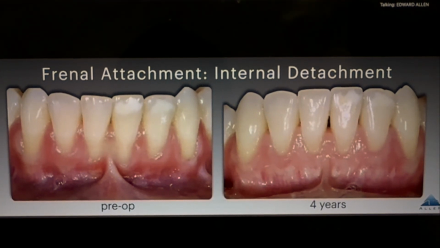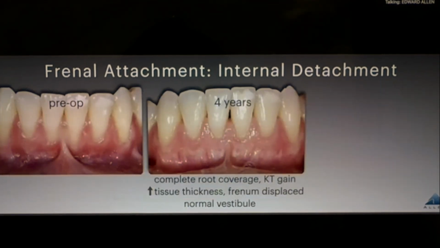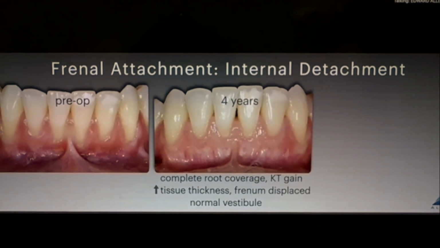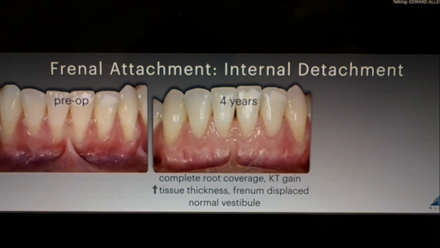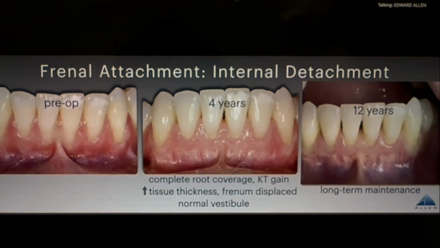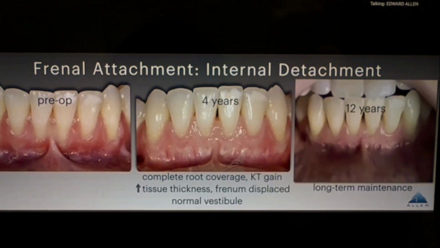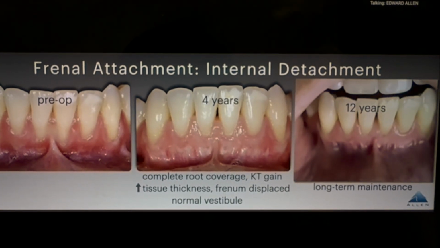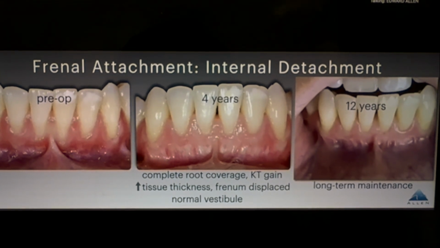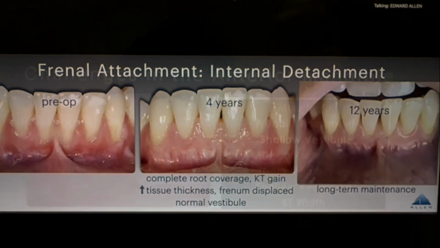But if we look at pre-op and 4 years, we see quite a significant change. We see complete root coverage, KT gain, increase in tissue thickness, the frenum is displaced, and there's a normal vestibule. And I can demonstrate that here at 12 years post-op, where I'm manipulating the vestibule, and you see the frenum does not pull the marginal tissue. It's simply been displaced into a normal position with a gain of attached gingiva and maintenance of root coverage.